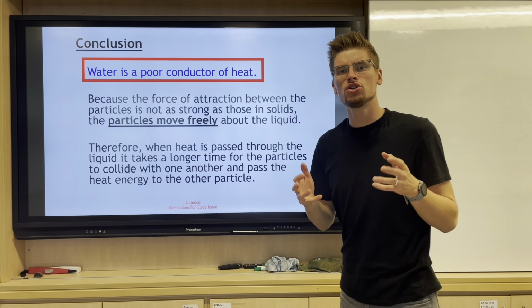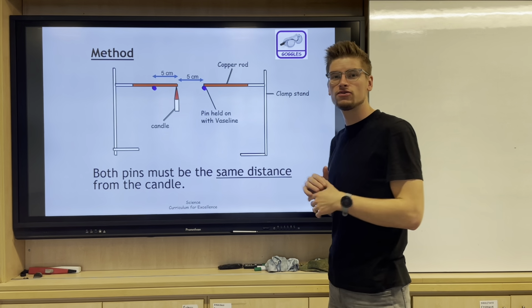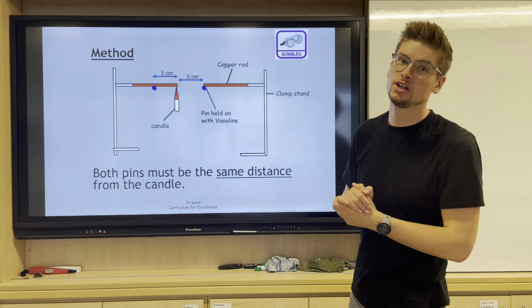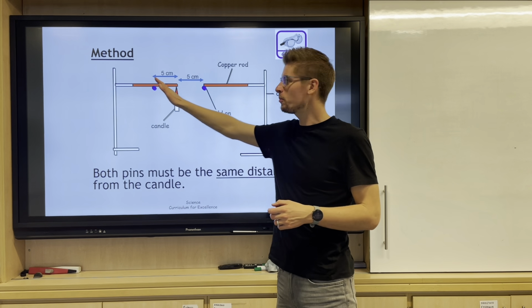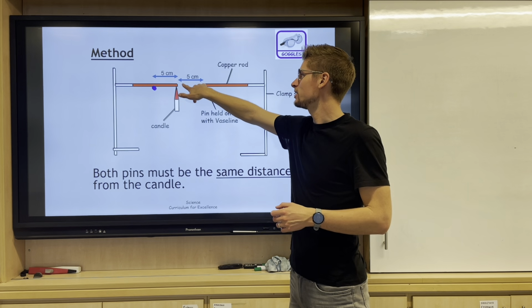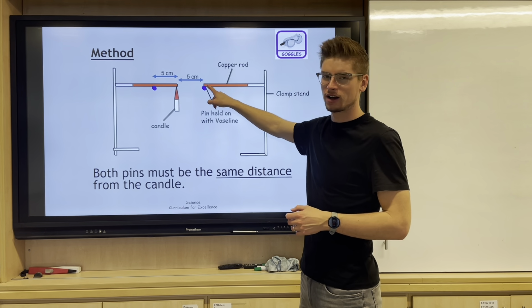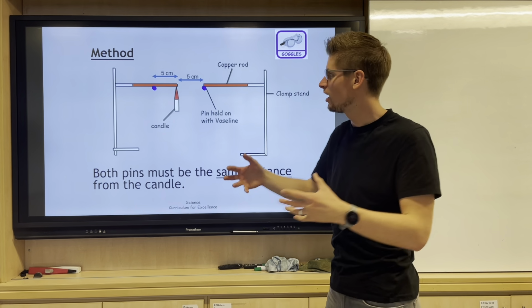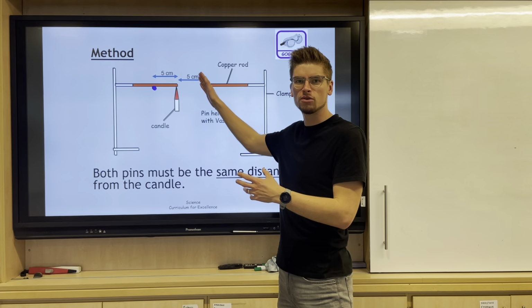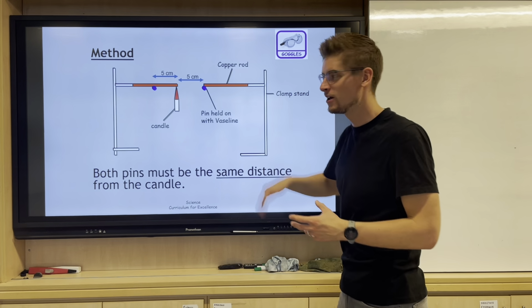So then, what happens to gases? Well, we did the same for gases. It was a very similar experiment to conduction through a solid, where we had all the pins in the copper, and then we had this time a gap of 5 centimeters to another copper with a pin on the end. So we had a gap of air, and we'd see if there was going to be conduction across the gas. That means this pin falls off. Okay, so that's what we're saying.